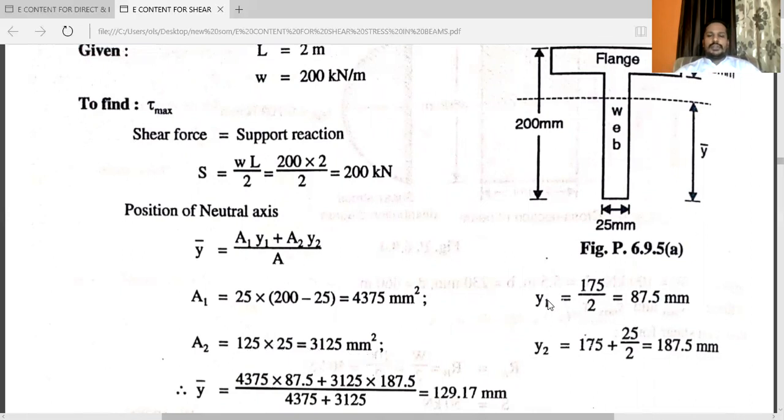Here we have dimensions y1 and y2. From bottom, you know how to calculate the y1 and y2. Y1 is equal to 175 by 2. Y2 is equal to 175 plus 25 by 2. That is 187.5 mm. That is y2. Y1 is equal to 87.5.